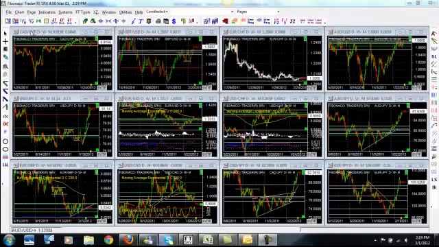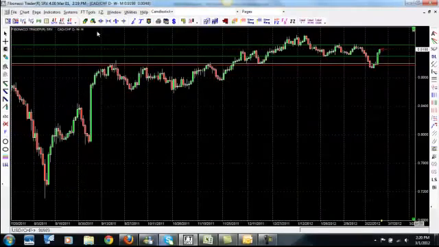So let's start here with the CAD CHF, which is the Canadian dollar against the Swiss franc. And if you look here, basically since last summer we saw price go up, and it's come into.